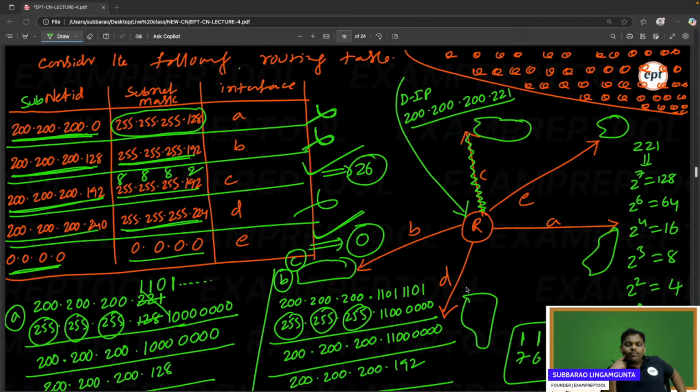Any packet will come with some destination IP. Do an AND operation with the subnet mask. In the same row, verify whether the net ID is matching or not. If matching, go through that interface. If more than one interface matches, take the interface as the answer which has the subnet mask with more ones. Let me know any objection.